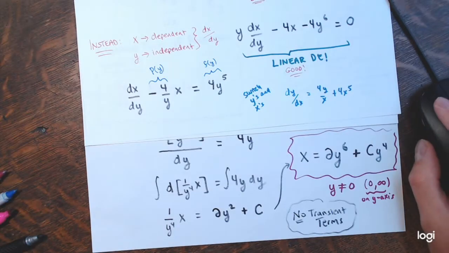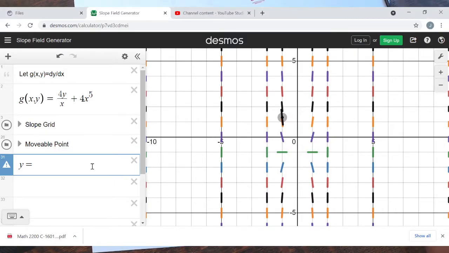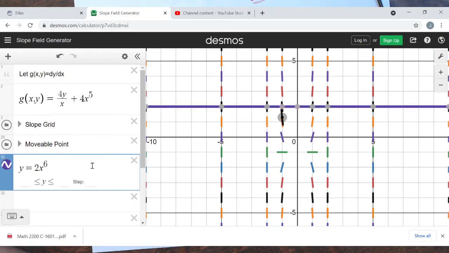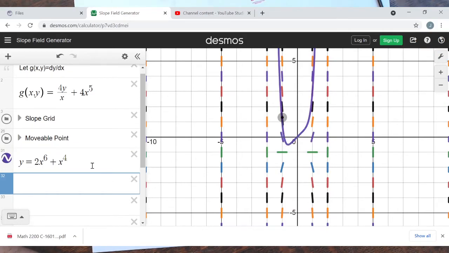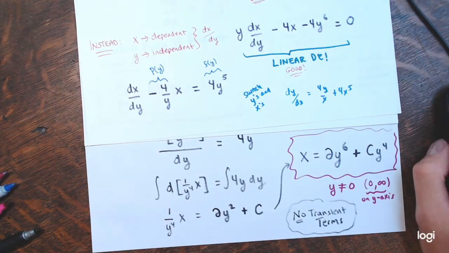Oops, wrong switch. So y equals 2x to the 6th. And then that should be enough, really. You see how it's kind of following the slope, and then plus any multiple of x to the 4th. There's not a lot of slopes drawn here in this program, but you see how it follows pretty much the directions that these slopes are going in. So it kind of leads me to believe that this is pretty good. This is a good family of solutions.